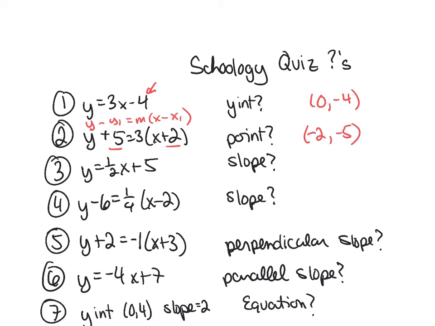Okay. Number 3, what is the slope? Mx plus b. It would be a half. And I don't think you have to write m. I think you just write 1 divided by 2. For the next one, it wants to know point slope. What's the slope? The slope is 1/4.